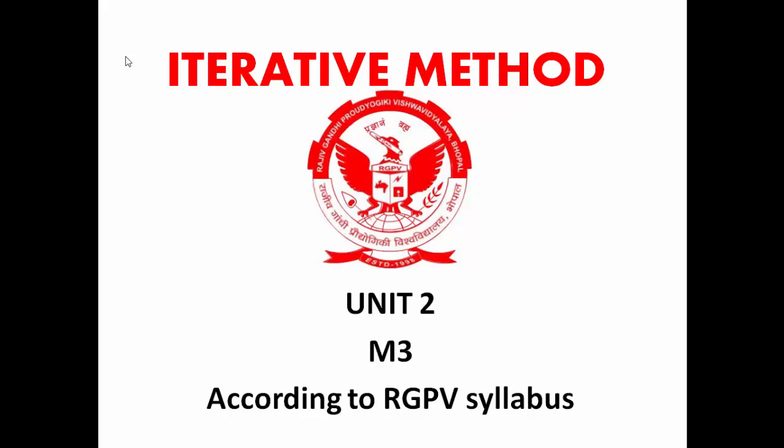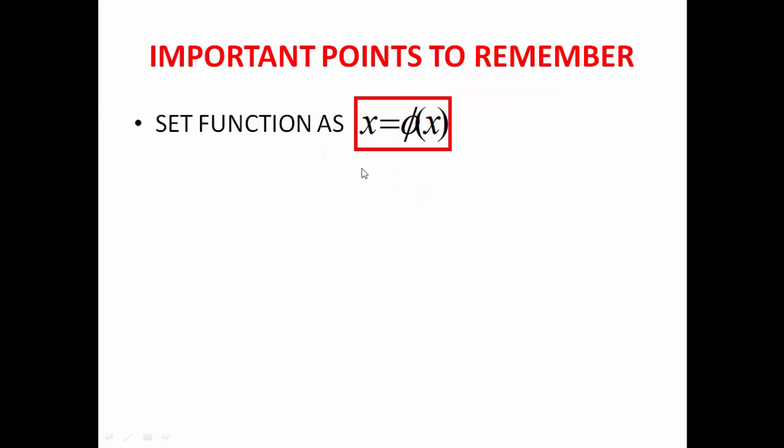This video is about the iterative method according to the syllabus of RGPV in Unit 2 of M3. Important point to remember about this method is to set the function as x equals phi x.